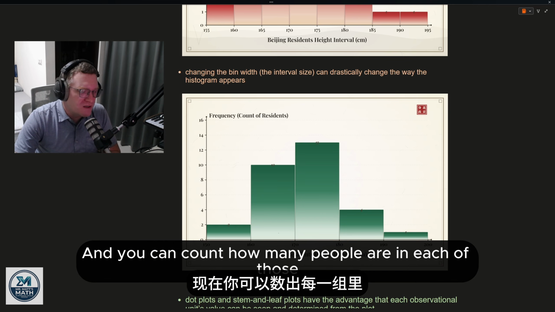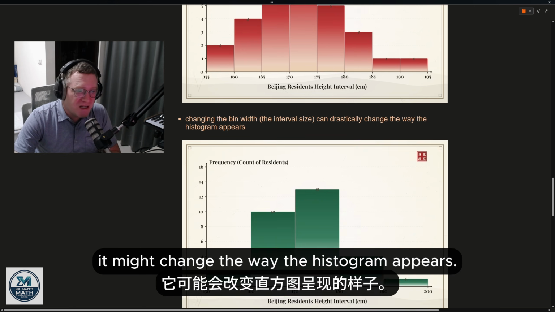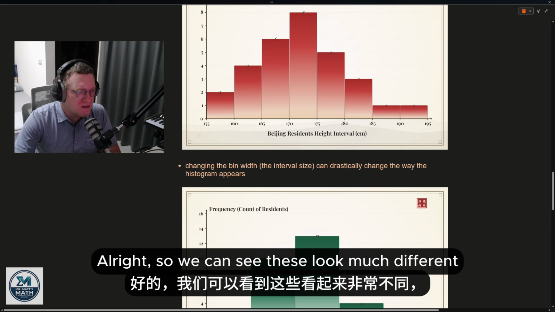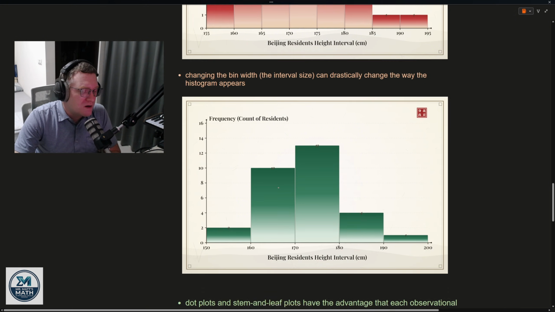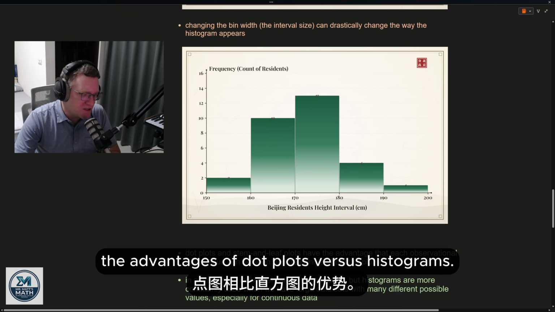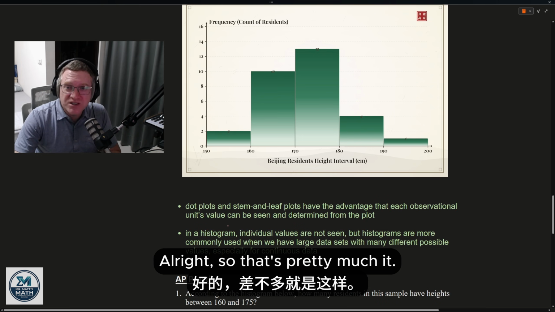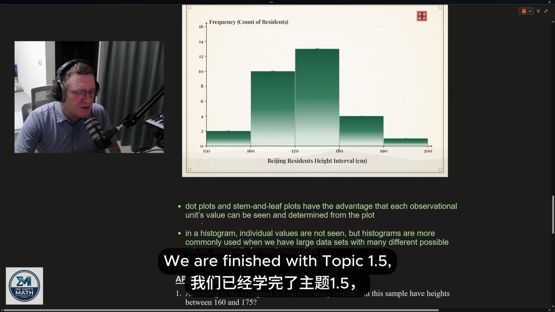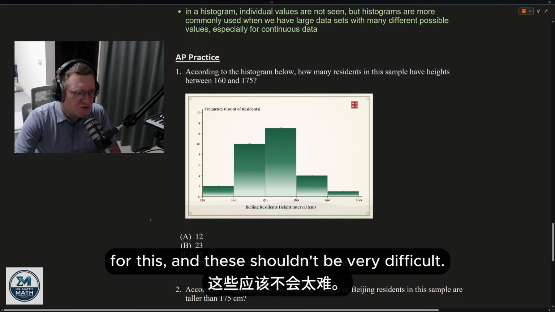And you can count how many people are in each of those bins now. And when we change the bin width, it might change the way the histogram appears. All right. So we can see these look much different if we change the bin width. Now, I just mentioned the advantages of dot plots versus histograms. All right, so that's pretty much it. We are finished with topic 1.5, and we're going to go ahead and look at some practice for this. And these shouldn't be very difficult.